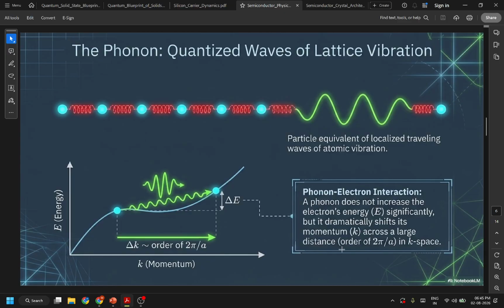So in the phonon-electron interaction, the phonon does not increase the electron energy significantly, but it dramatically shifts its momentum across a large distance in k space. So when a phonon interacts with an electron, it shifts the momentum of the electron, but the energy shift is very low, while the momentum shift is very high.